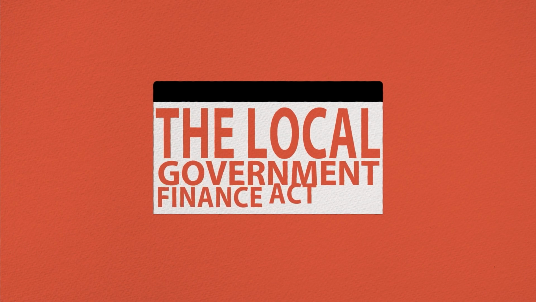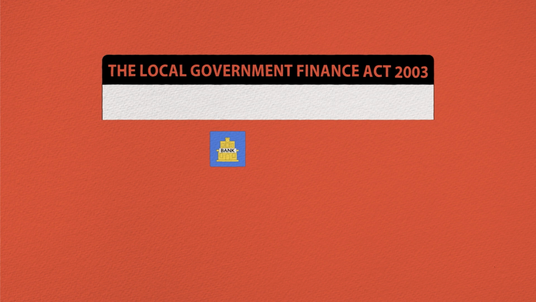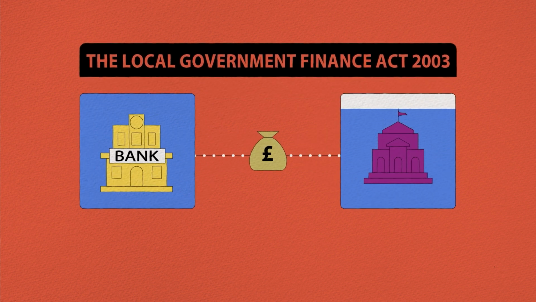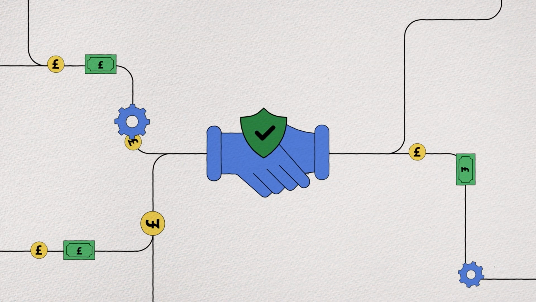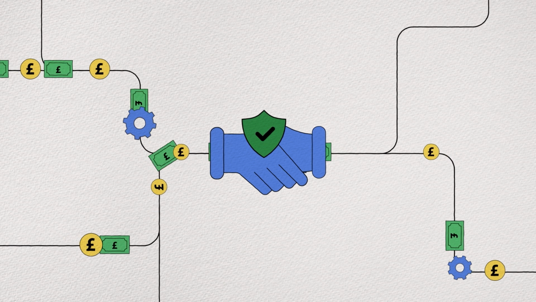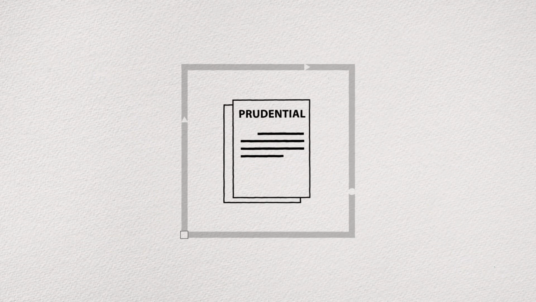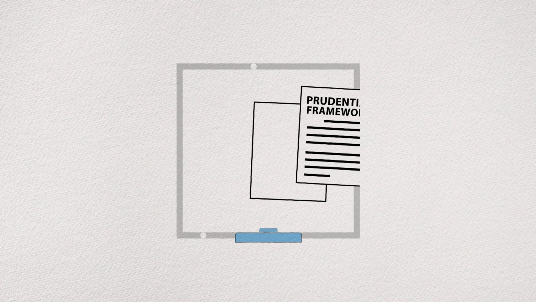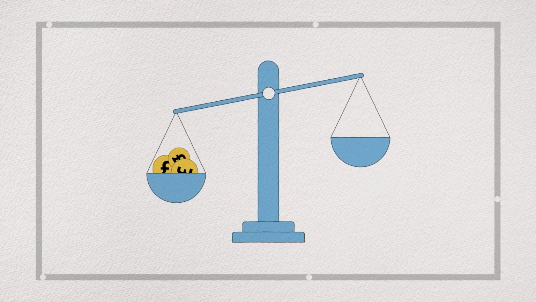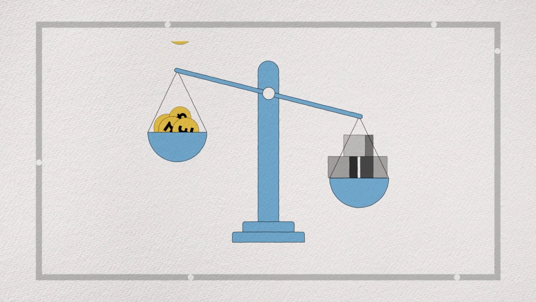The Local Government Finance Act 2003. This Act allows councils to borrow money, placing trust in local government's ability to manage its own financial affairs. It's supported by the Prudential Framework, which helps a council to determine how much borrowing is prudent and affordable locally.